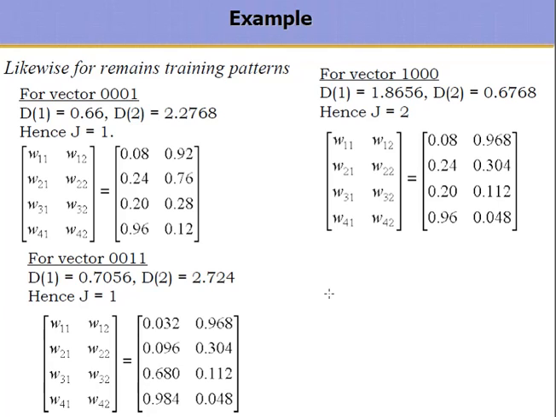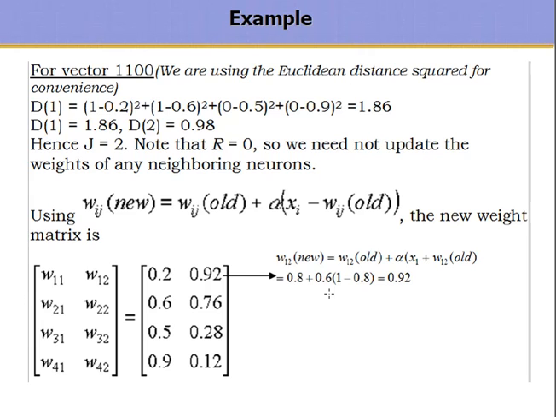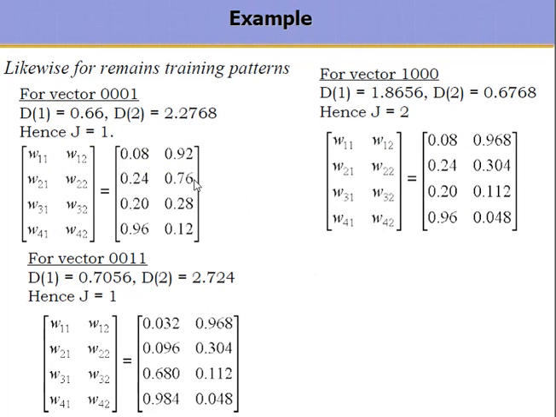So now we need to repeat these steps for all the training vectors, right? We have seen that for our first training pattern, which was 1100, we computed this stuff. Then for our second weight vector, which is 0001, we will calculate distances. Those distances will come out to be 0.66 and 2.2, and we can see that the minimum distance index is 1, so j will be 1, and we can update the weights accordingly.